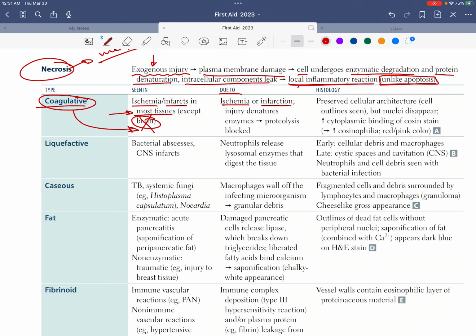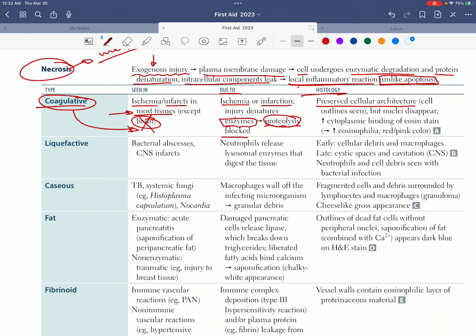Injury denatures enzymes. So the injury leads to these enzymes being denatured, and we know when enzymes are disrupted, proteolysis is blocked. So the proteolysis is not working anymore, so it's not really neat and clean as it's supposed to be, as in apoptosis. So this proteolysis is not going to work in the perfect way, let's say.